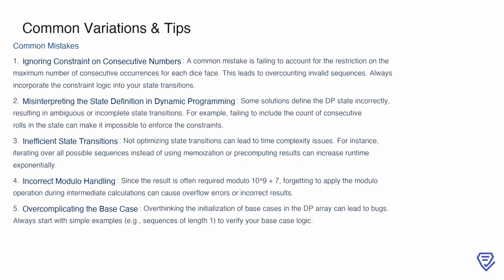Efficiency is another key area. If you don't optimize your state transitions, the time complexity can grow quickly. For instance, iterating over all possible sequences instead of leveraging memoization or pre-computing results can cause your solution to become infeasible for larger inputs. Additionally, forgetting proper modulo handling can result in overflow errors or incorrect answers when the result must be returned modulo 10 to the power of 9 plus 7.